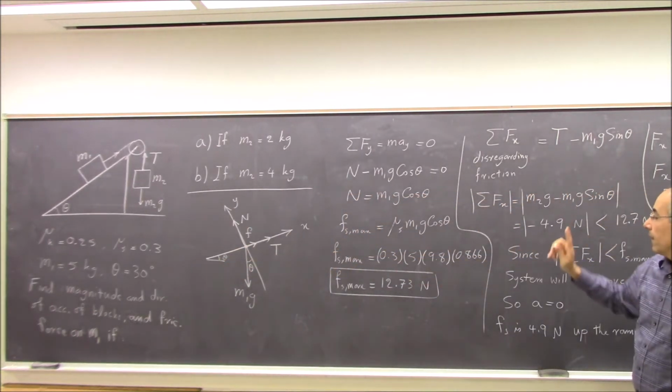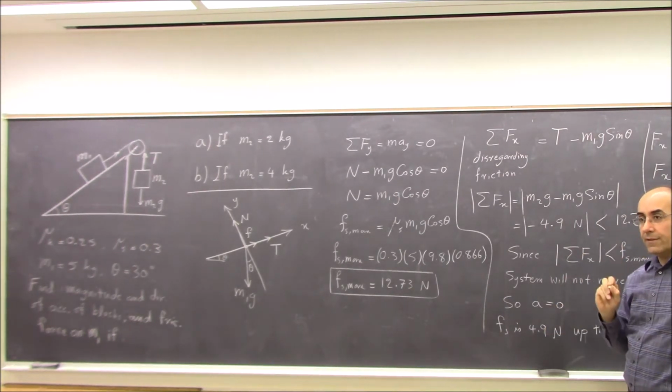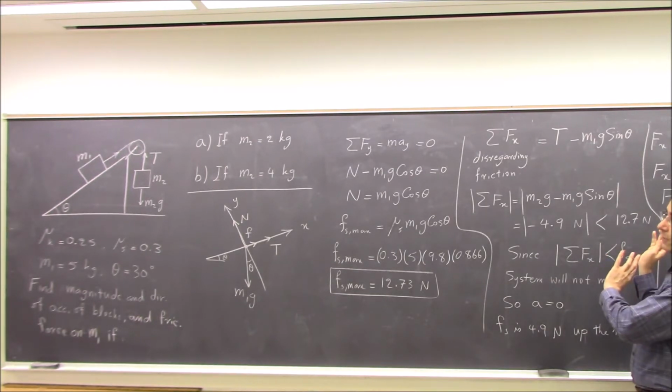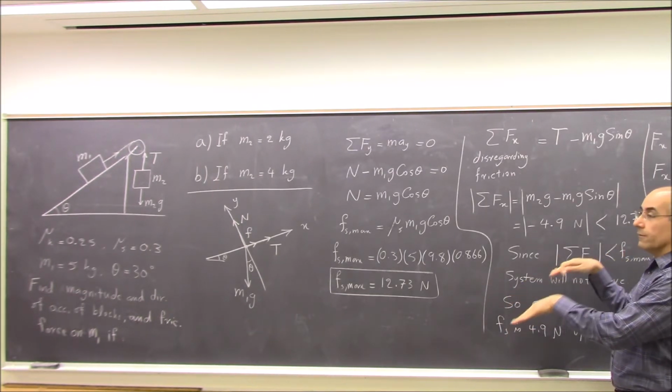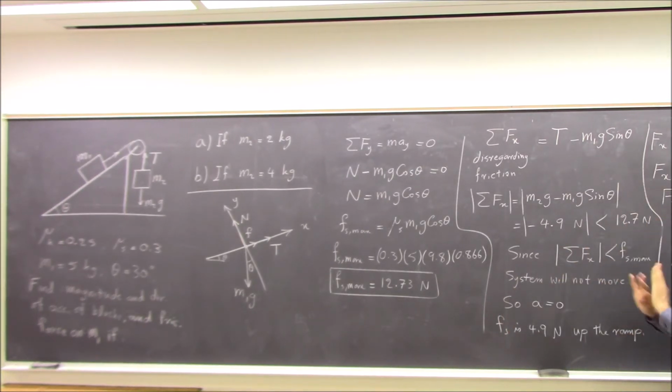Therefore, because there's no acceleration, the static friction just balances that. Right. So if the total force is 4.9 Newton down the ramp, the friction will be 4.9 Newton up the ramp to balance that exactly. Makes sense. And it's about trying to balance it exactly because a is 0. A is 0, yes. Does that make sense?